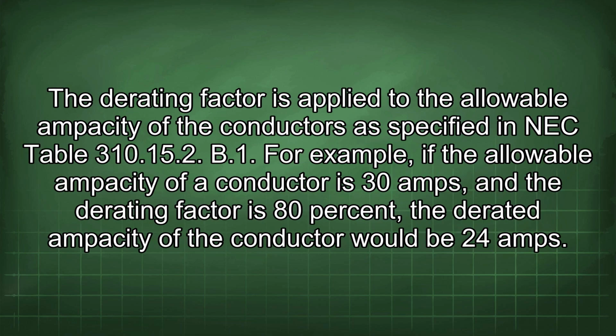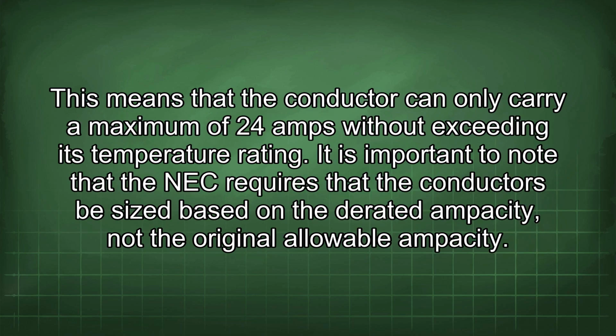The derating factor is applied to the allowable ampacity of the conductors as specified in NEC Table 310.15(B)(1). For example, if the allowable ampacity of a conductor is 30 amps and the derating factor is 80%, the derated ampacity of the conductor would be 24 amps. This means that the conductor can only carry a maximum of 24 amps without exceeding its temperature rating.